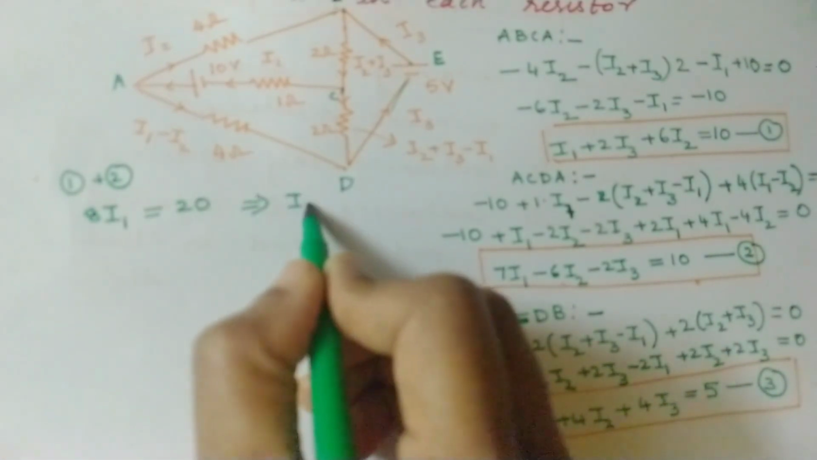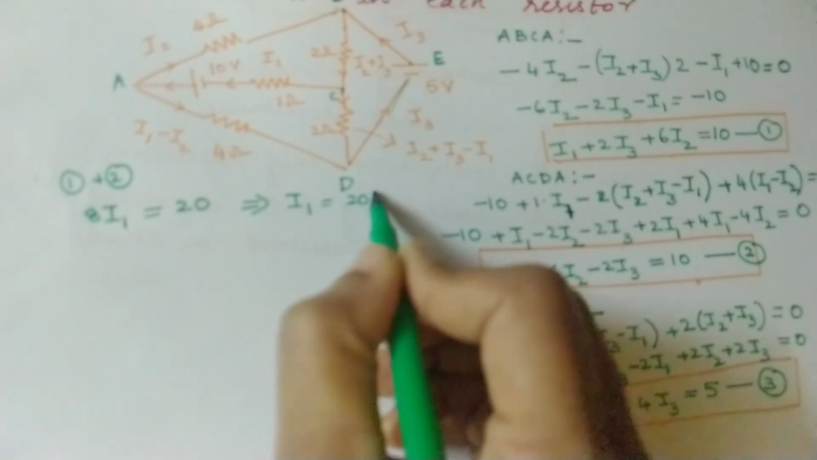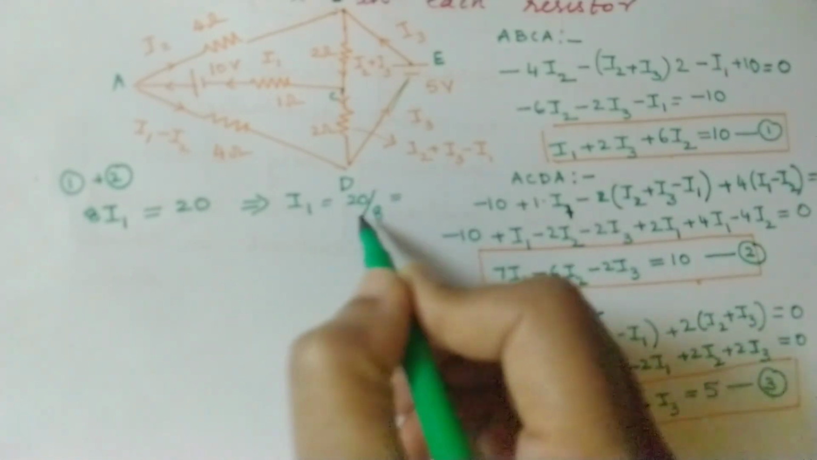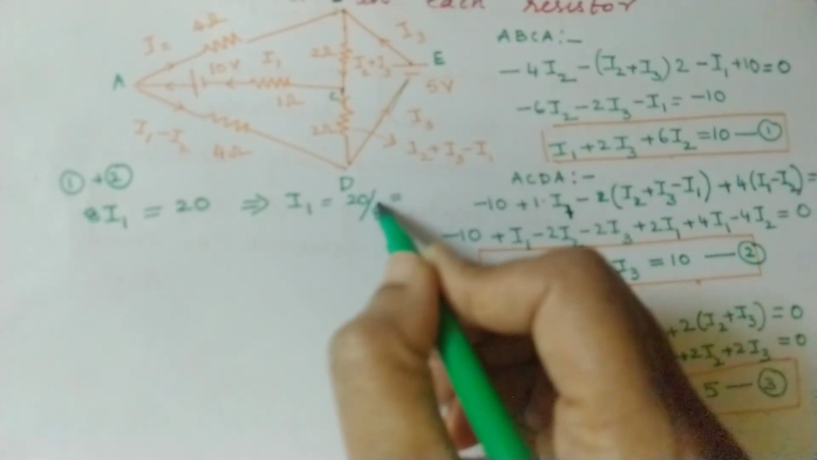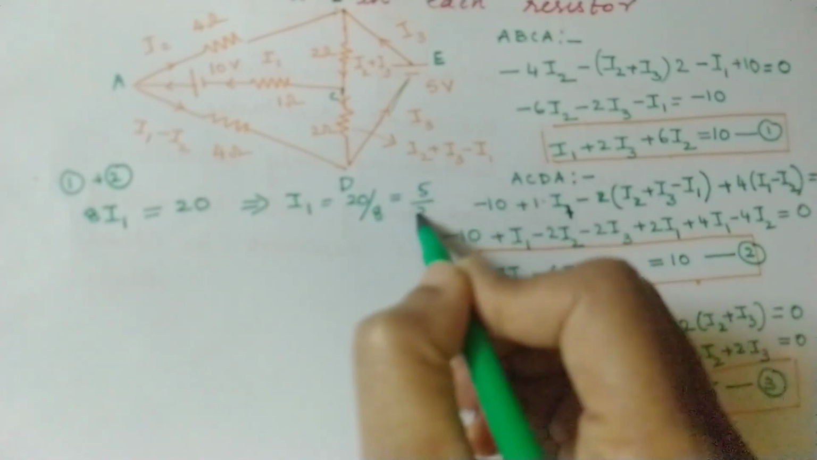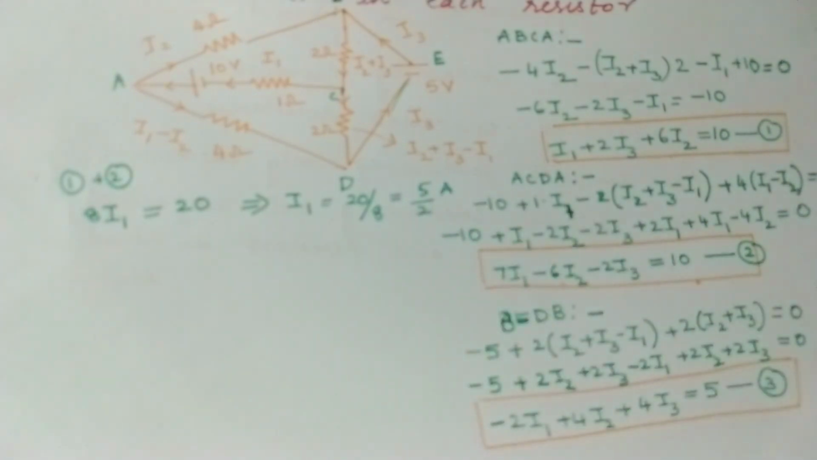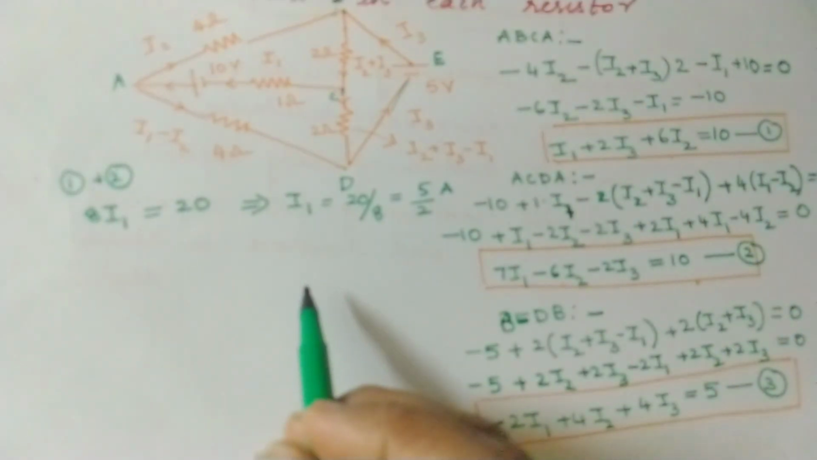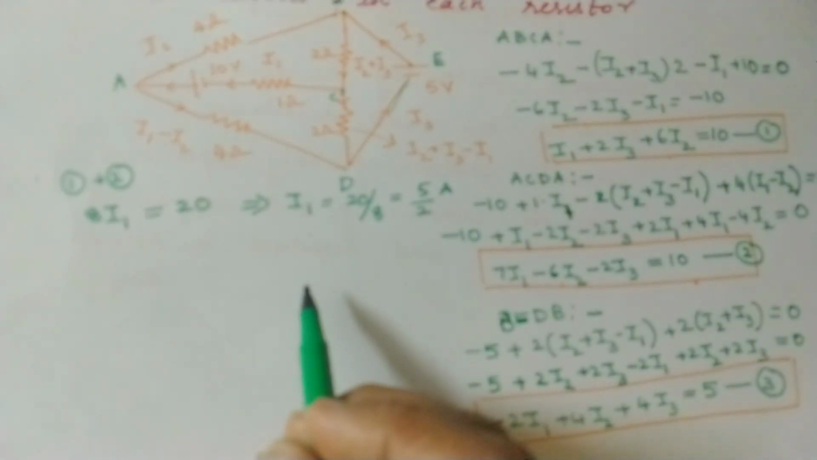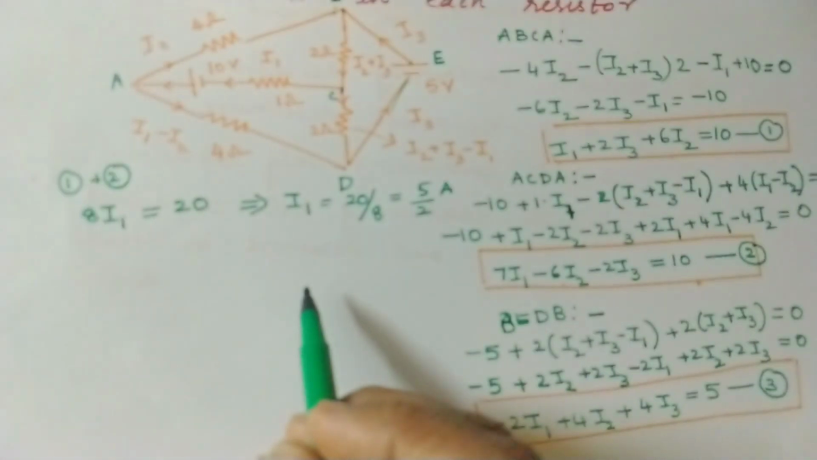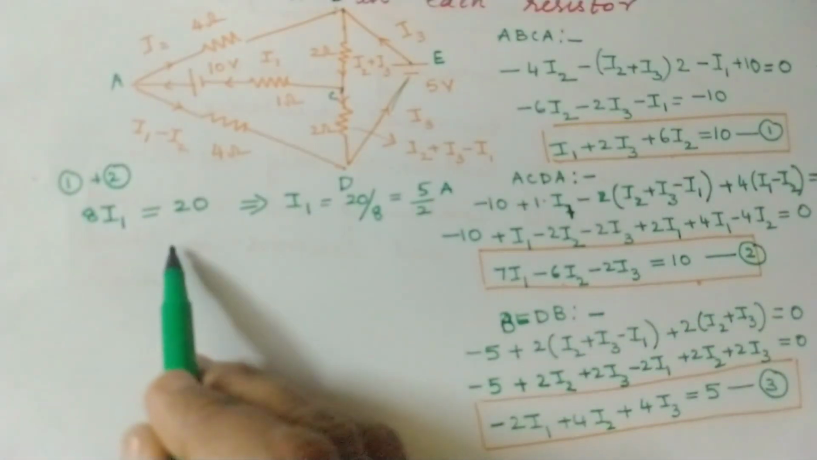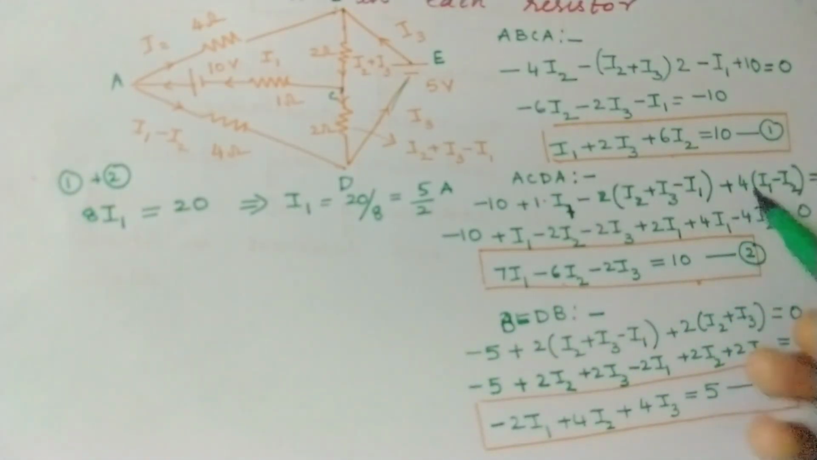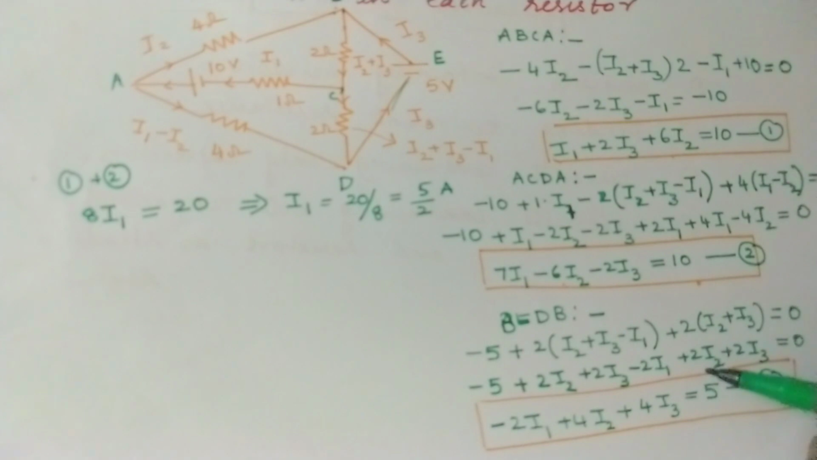This implies, what is I1 equal to? 20 by 8, or nothing but 4 5s are 20, 4 2s are 8, that is 5 by 2 ampere. See, did we get the value of I1? And once you get the value of I1, now it's easy to determine the remaining two values. Put this I1 in both 1 and 2, or in all the three relations. You can get the answer for I2 and I3.